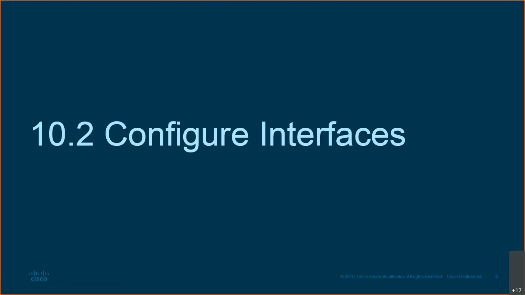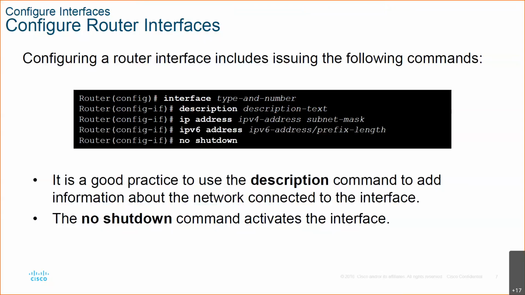Now let's go and see how we configure interfaces in a router. Usually when you want to configure an interface, you type the name of the interface, and then you can also describe the interface. And then if you want to give an IP version 4 address, you give an IP version 4 address. If you want to give an IP version 6 address, you give an IP version 6 address. And then type no shutdown so that your interface will be activated. Okay. Again, this is very much similar to your switch.